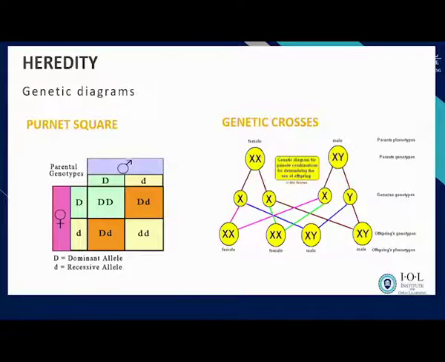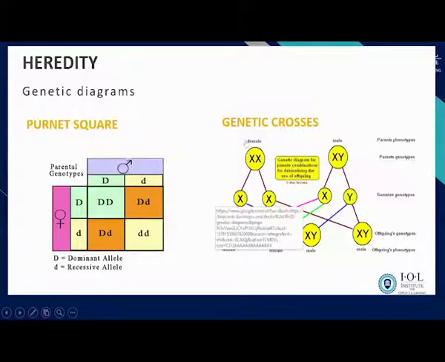Another aspect of human reproduction is heredity. We have two genetic diagrams, the Punnett square and genetic crosses. Students, be warned, when you are drawing these diagrams, please take note that the gametes are always encircled. If you have not encircled those gametes, then they are not gametes. Make sure that your gametes are always encircled.